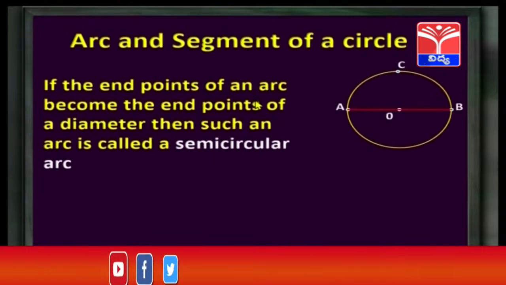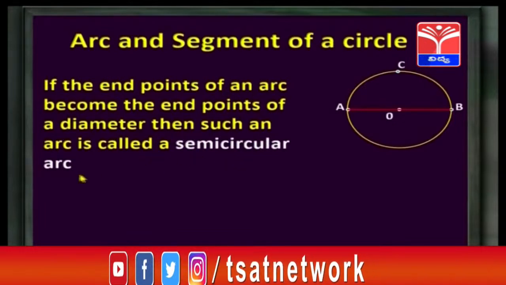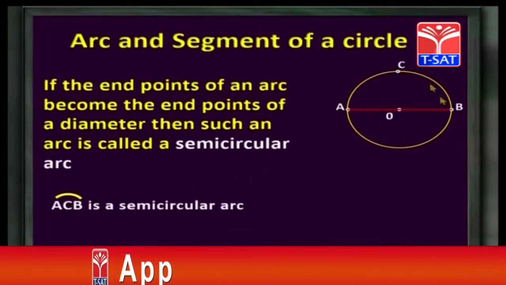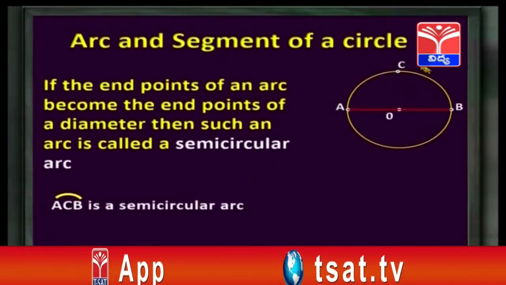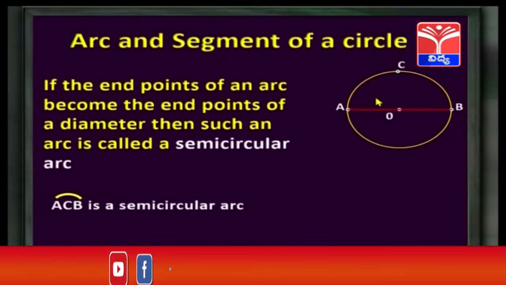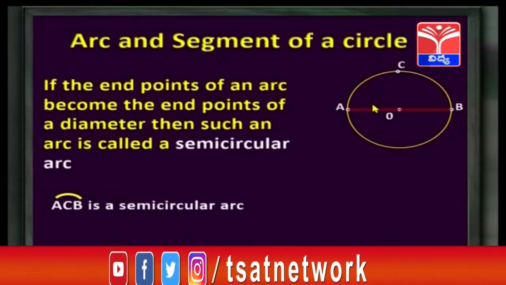So, what is a semicircular arc? If the endpoints of an arc become the endpoints of a diameter, then such an arc is called a semicircular arc. So, here ACB is a semicircular arc. If I take a point here as D, ADB will also be a semicircular arc. So, a circle divides into two equal semicircular arcs.